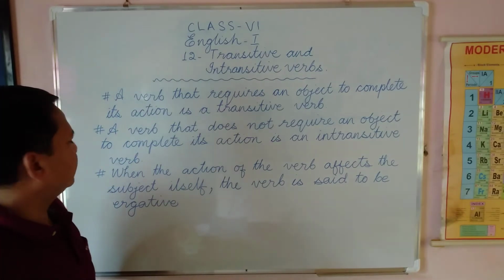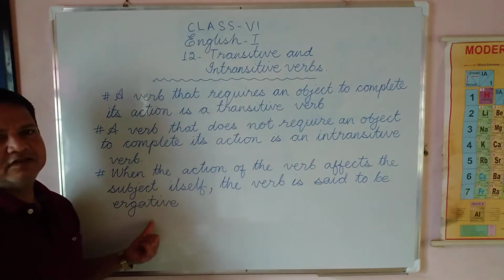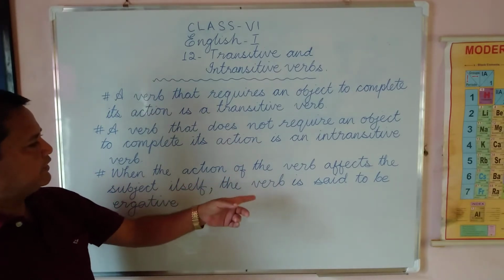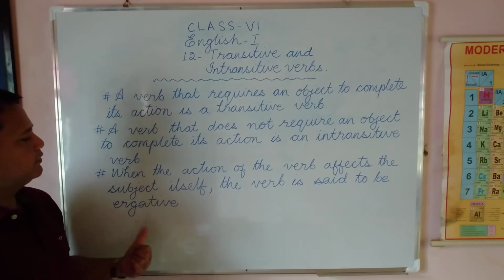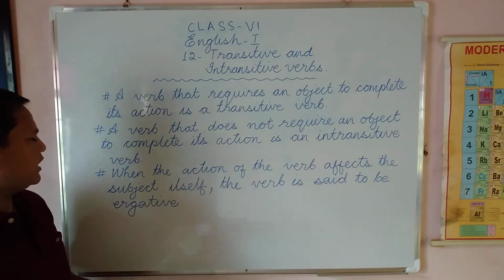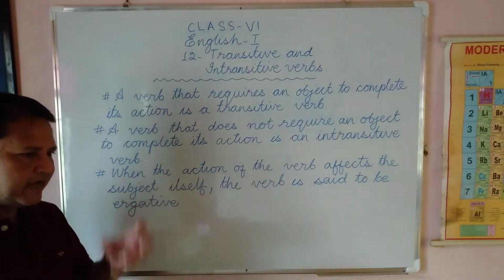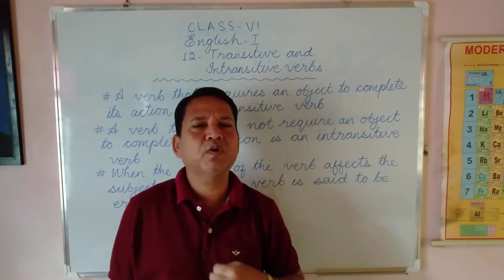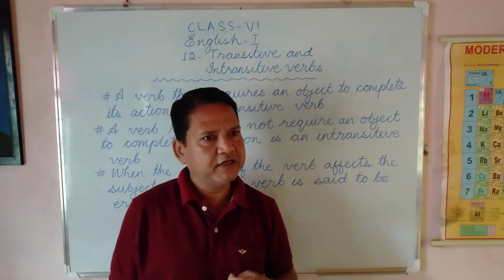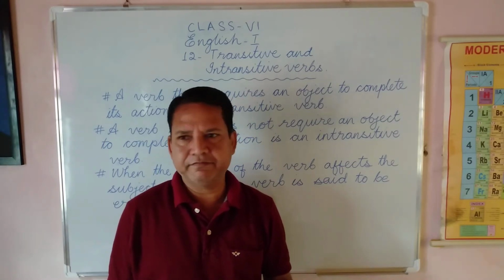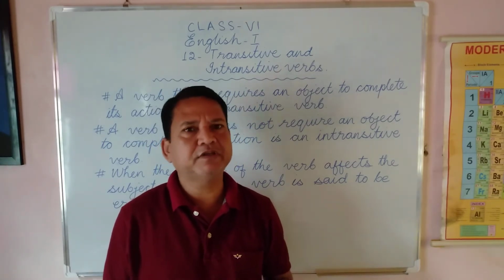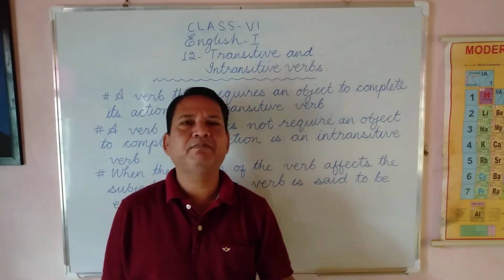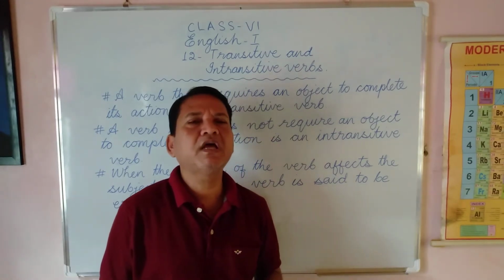Now there is one more kind of verb. It's called ergative. Now what is the definition? When the action of the verb affects the subject itself, then the verb is said to be ergative. Means when the action of the verb is passing on the subject, it is called ergative. Okay, like she hurt herself. Who has been hurt? She has been hurt. Okay, so it's called ergative. When the action is taking place on the subject, it is called ergative.